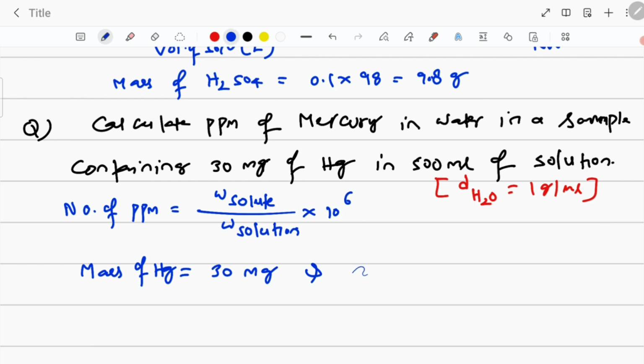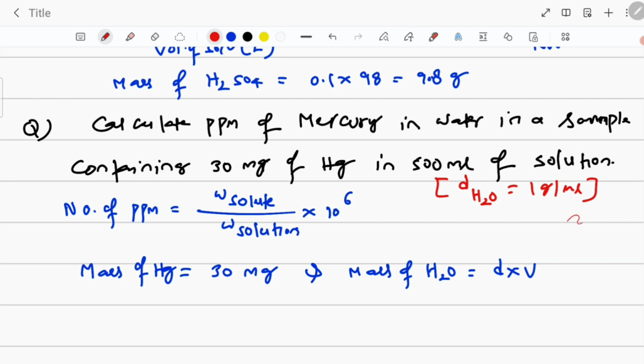But here the mass of water we don't know. They gave the volume of water. Then how to find it? Density is given. We know density is equal to mass by volume. Once you know the density as well as the volume, you can easily find the mass. How? Mass of H2O is equal to volume into density. Mass of H2O is 500 into density, how much? It is 1. 500 into 1. So overall you will get 500 grams.